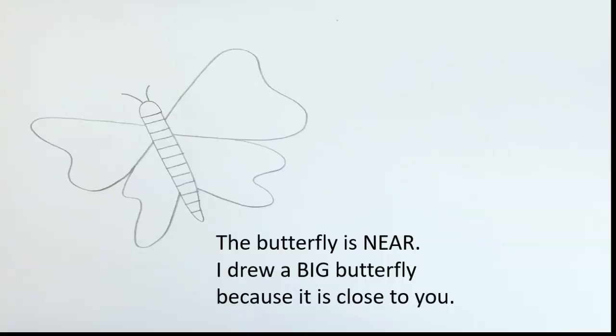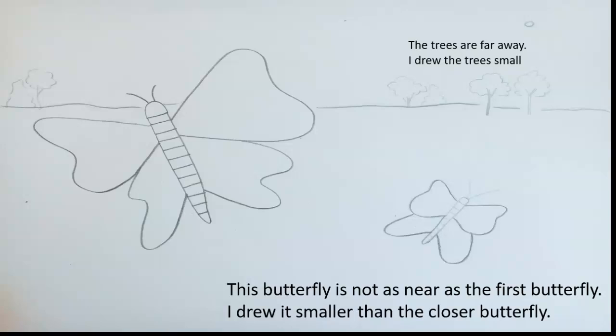Now, what do you think I'm going to draw with this butterfly? This is a big butterfly. It is near, so I drew it big. And then I put in a background. The trees are far away and small, and I put in another butterfly. It's a little bit farther away, so it's a little smaller, but it's not as far away as those trees.